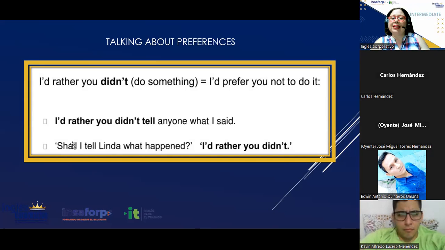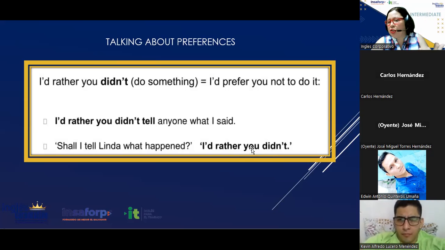So let's see, for example, this other example. This is very formal language, okay, what we're reading here. And shall I tell Linda what happened? And then the answer, I'd rather you didn't. Okay, I'd rather you didn't. So when we involve a second person to do something, then I use the past tense. Okay, then I use the past tense.